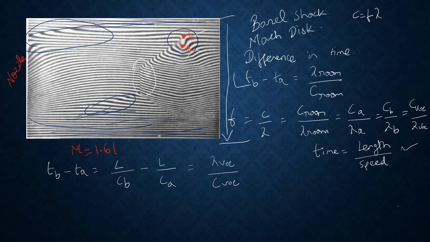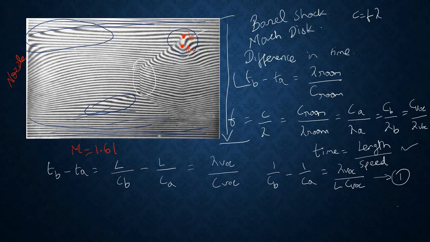And finally we have the expression 1 by CB minus 1 by CA is equal to lambda vacuum by L C vacuum. So this is the equation. We are considering what the change in speed of light is between these two interference patterns. So we have the interference fringe. Between two dark fringes, what is the change in time?